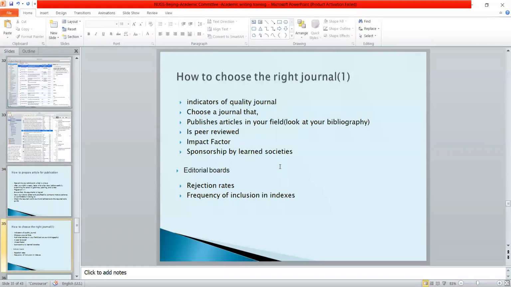Now, how to choose the right journal? Please, let's pay attention here. It is very, very important. Now, indicators for a good quality journal. Choose a journal that publishes articles in your field of study. One of the mistakes that we make as students is that we just pick any topic and start writing on it.